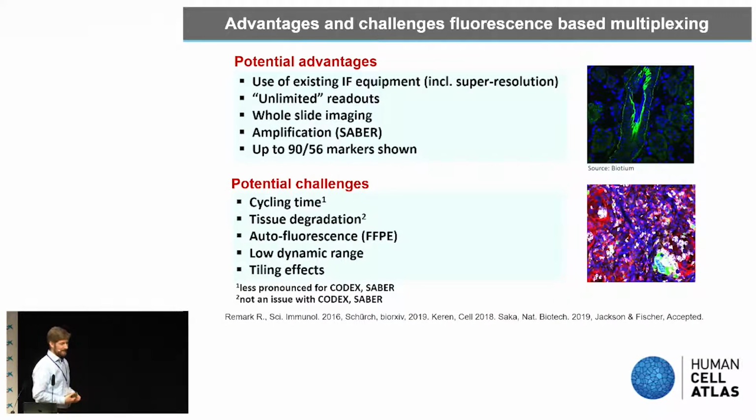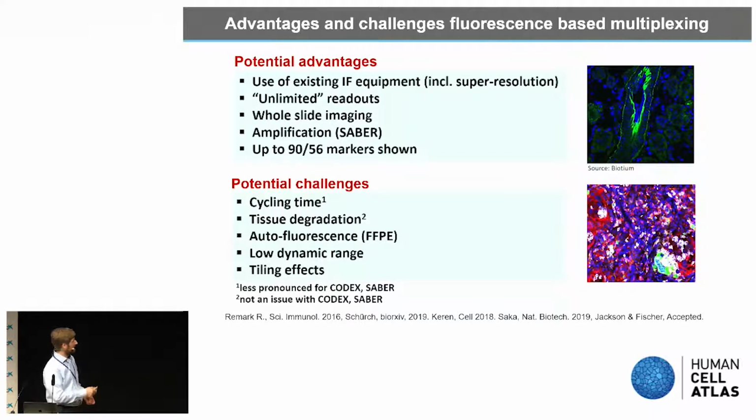Now, what are the potential advantages and challenges of using fluorescence-based multiplexing? A big advantage is you can use any type of fluorescence-based instrumentation you already have around, and you can also use super-resolution microscopy. On paper, you could achieve an unlimited number of readouts. Practically, that's not possible, because what has been reported is 90, or over here, 56 markers imaged on the same tissue. With the right equipment, you can also do whole slide imaging, and in the case of SABER, you can also strongly amplify the signal. That also opens up the detection of low abundant markers.